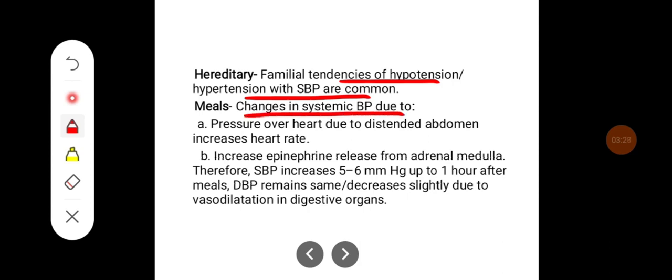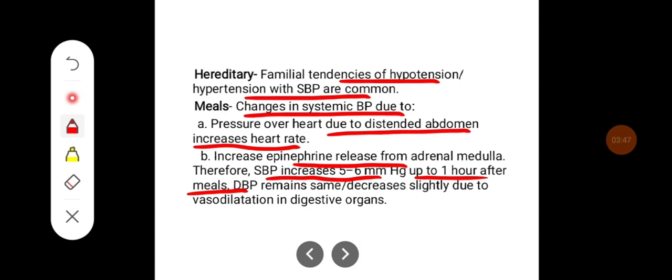After meals, the changes in the systemic blood pressure occur because of the pressure over the heart due to the distended abdomen, which increases the heart rate and increases epinephrine release from the adrenal medulla. Therefore, SBP increases by 5 to 6 mm of mercury up to 1 hour after meals, and diastolic blood pressure remains the same or may decrease slightly due to the vasodilatation in digestive organs.